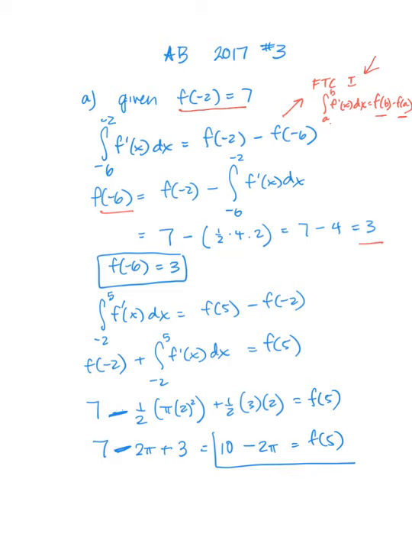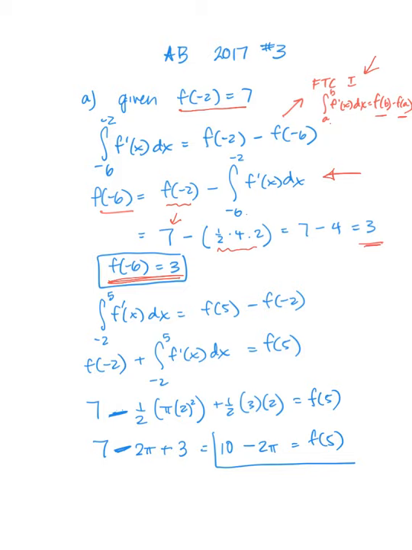So I'm going from -6 to -2 of f prime. That equals f of -2 minus f of -6. Rearranging things algebraically, we get f of -6 is f of -2, given in the stem of the problem, minus the area underneath the curve from -6 to -2 of f prime. That's going to give us an area of a triangle, and so that's 7 minus 4, or my answer is 3. So f of -6 is +3.